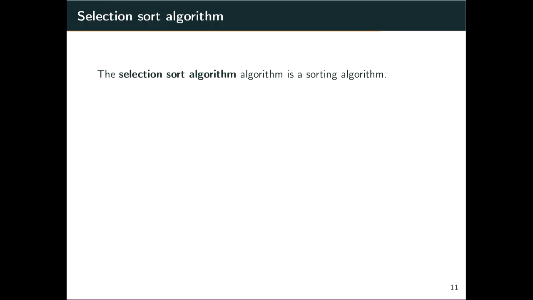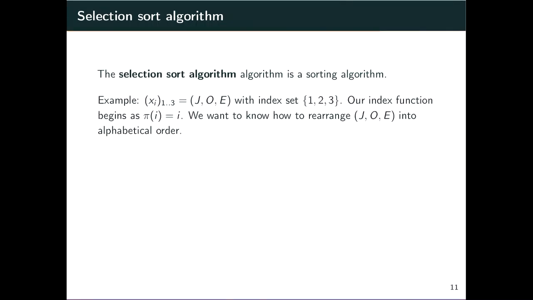Okay, so what we're going to do is we're going to use this least element algorithm to do a sorting. And the sorting method we're going to use is the selection sort algorithm. So this is the one that you'd probably think of first when you're doing a sorting algorithm, is the way I put it. So let's continue on with our example. So I've got our sequence Joe with index set 1, 2, 3.